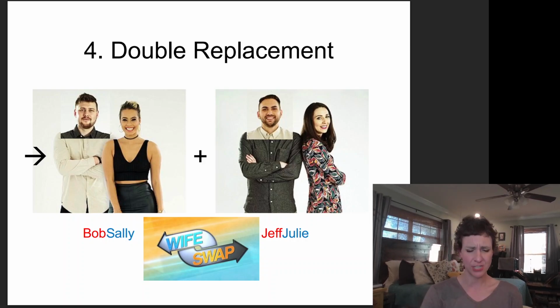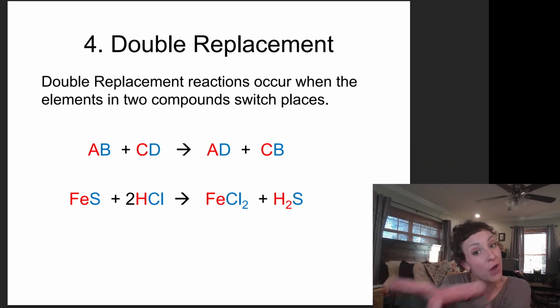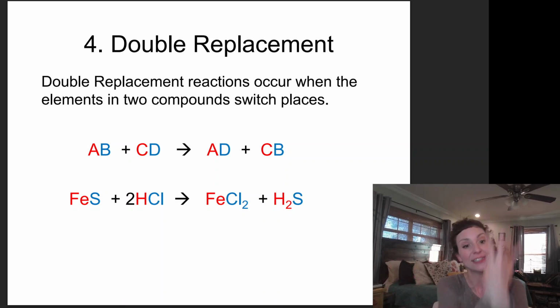It's like that show that was on TV for a while called Wife Swap, where you had two married couples swap partners just to see what it would be like living with someone else. So this is a double replacement reaction, you guys. Double replacement reactions occur when the elements in two compounds switch places, okay?